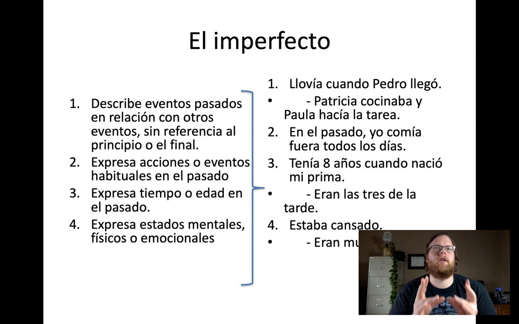So, again, what are we seeing here? Imperfect, much vaguer than the preterit. Much less defined parameters. It can be more than once, depending on the context. So, just a lot less detail, right?